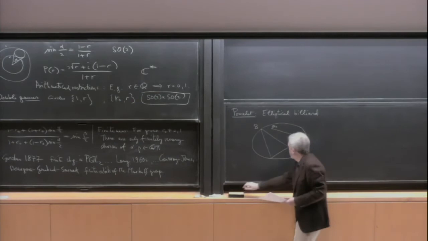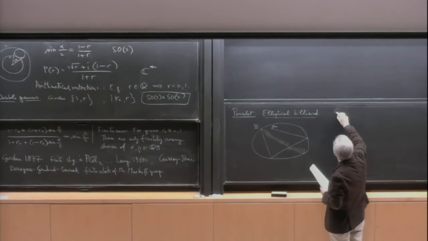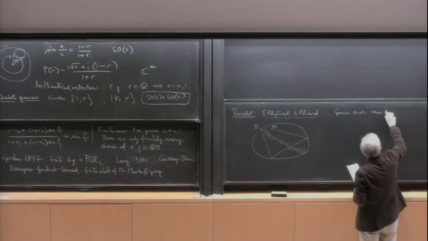So the drawing here is not well done. Anyway, now the game ends. The game ends when the trajectory is periodic.